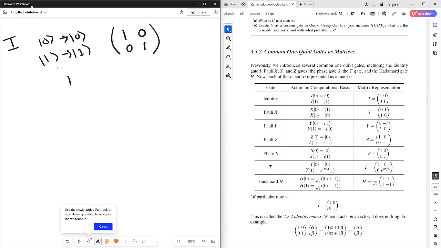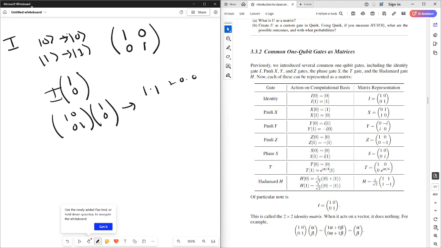So we have something that's in state 0, which is column vector 1, 0. The multiplication of I applied to this is going to be 1, 0, 0, 1 applied to the column vector 1, 0. This leads us to 1 times 1 plus 0 times 0, and 1 times 0 plus 0 times 1, which gives us 1 and 0. It preserves the state.